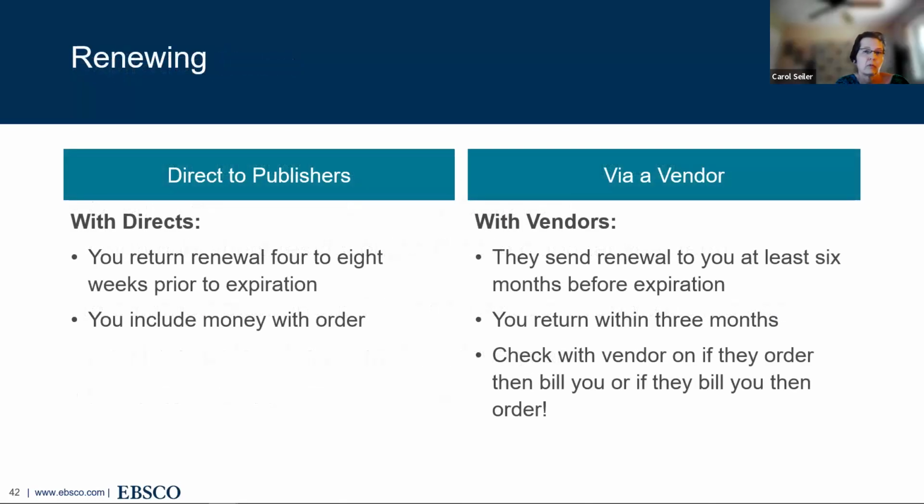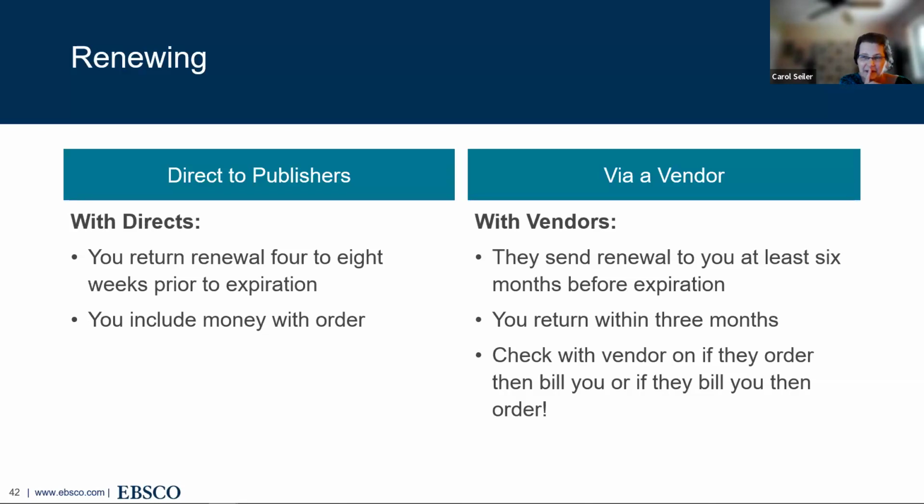When you're renewing and going direct to the publishers, you return the renewal 4 to 8 weeks prior to expiration. You have to include the money with the order for the majority of your titles. When you're going with the vendor, they will usually send you the renewal at least 6 months prior to expiration, so that you have time to work it, talk to your subject specialist, talk to your faculty to see what you want to keep and what you don't want to keep. You usually return that within 3 months. That way the vendor has the ability to code the order, do public insurance on it, and get the order out to the publisher with it.